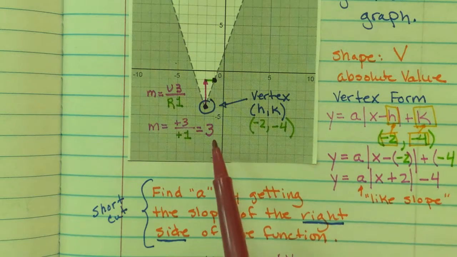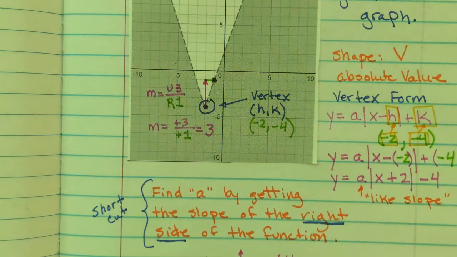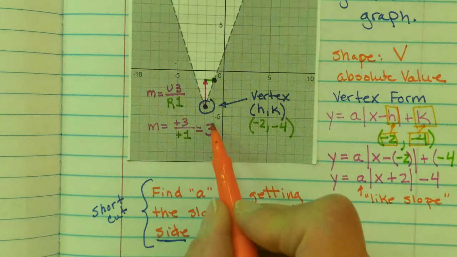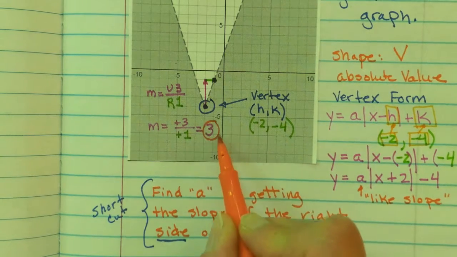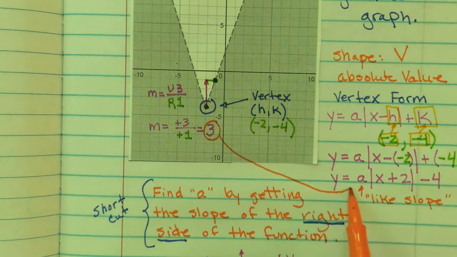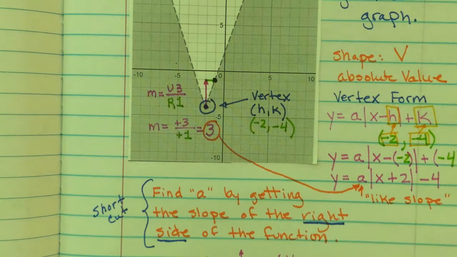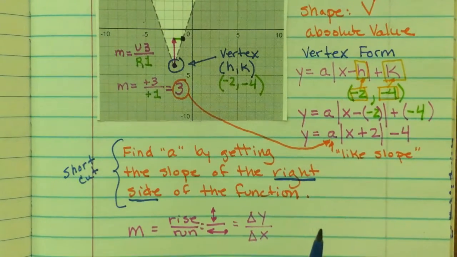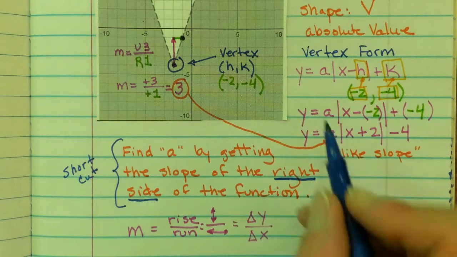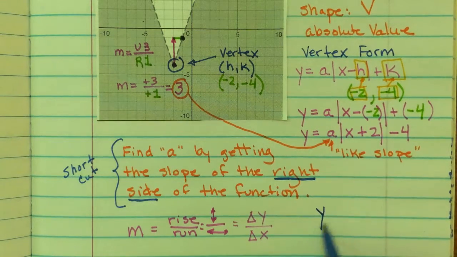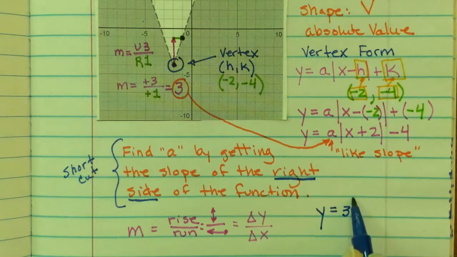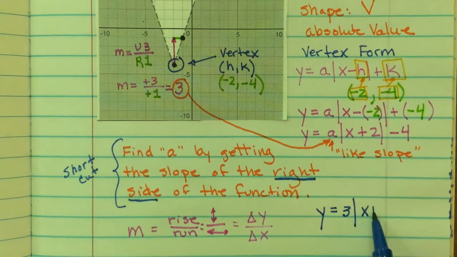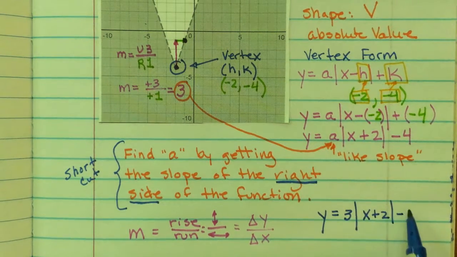Okay? So that means then that I know what my A is. So I can take my value of 3 and I can put it in for my A. So then that means that my equation of this function, if it's an equation, I'm starting with an equation, is y is equal to 3 absolute value x plus 2 minus 4.